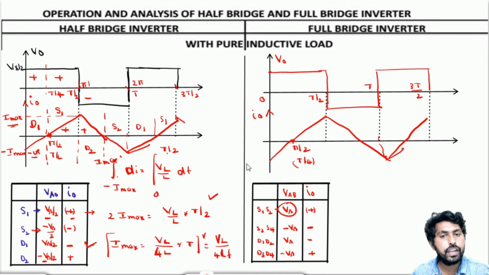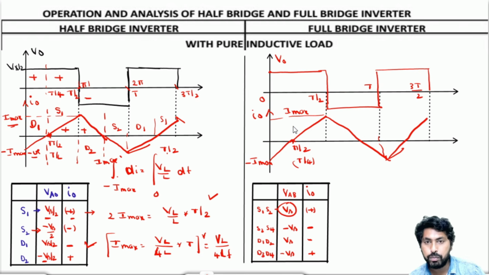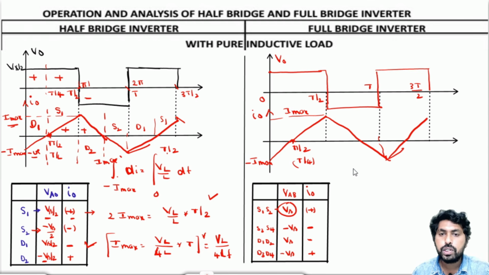Again it is varying from minus I max to I max. So now let me mark the devices here. Now you are able to mark the devices from the table, so try to mark the devices from these waveforms. This is a question asked in different competitive exams. So from this table you try to mark the devices.